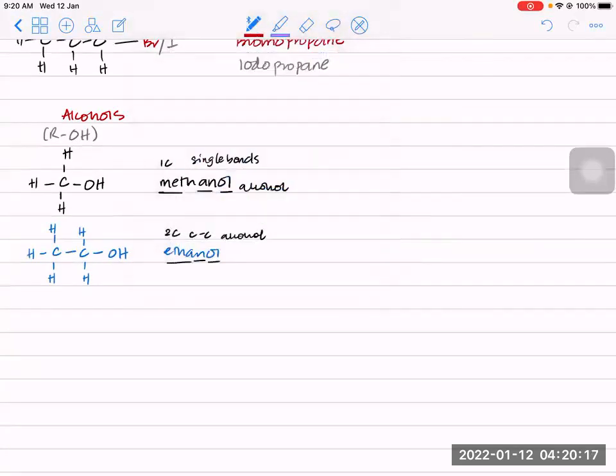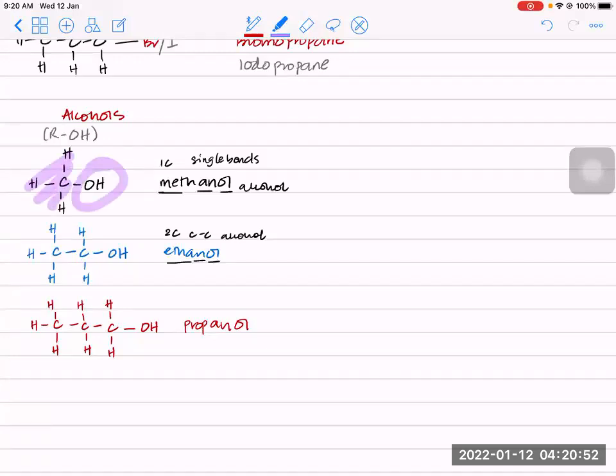Then you have a three carbon alcohol. So a three carbon alcohol, this is what we have: C3H7OH. This would be called what? Prop, because it has three carbons, and all carbon-carbon bonds are single, that's why an and ol. So that would be propanol. Clear? So these are alcohols where you have R groups attached to an OH.